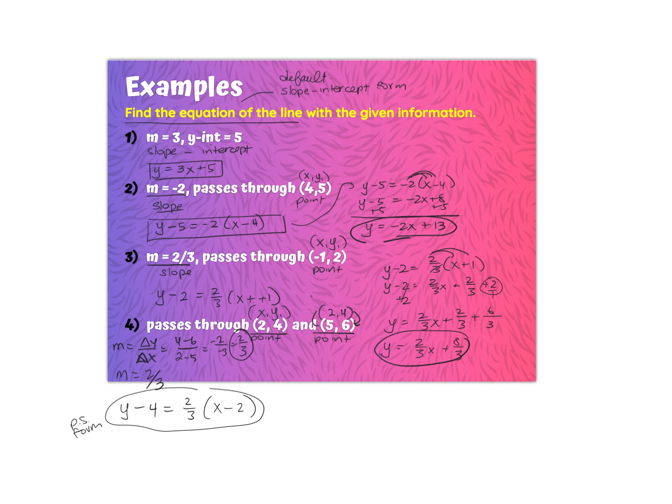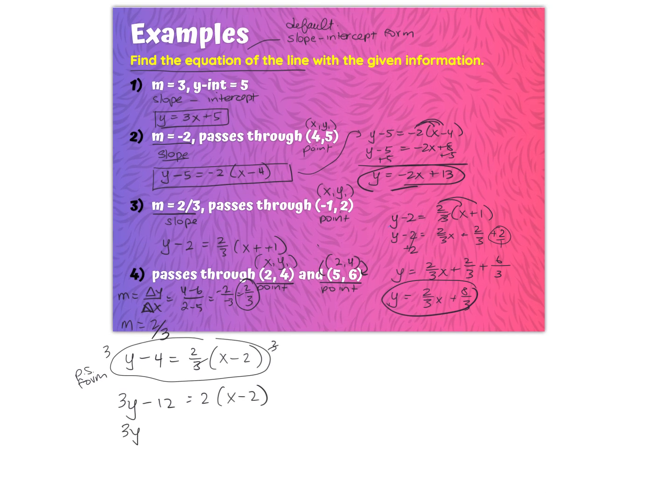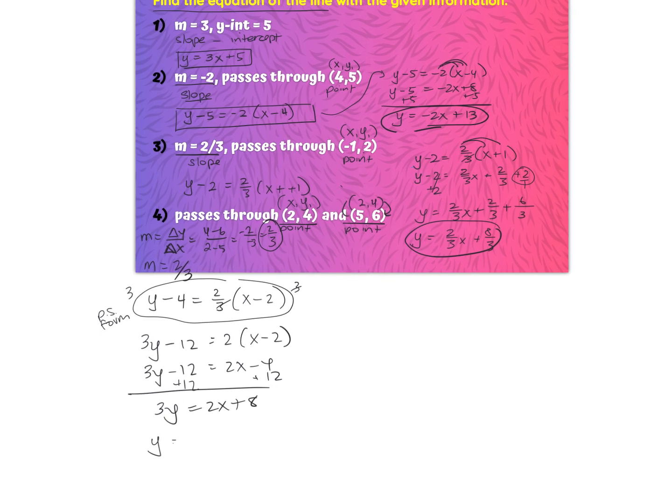I'm going to do the strategy again where I'm going to multiply everything by 3, just because I like doing that method better. So 3y minus 12, and then these would cancel, leaving me 2 times x minus 2. And I get 3y minus 12 equals 2x minus 4. Add 12 to both sides. So 3y equals 2x plus 8. And here I get y equals 2/3 x plus 8/3.